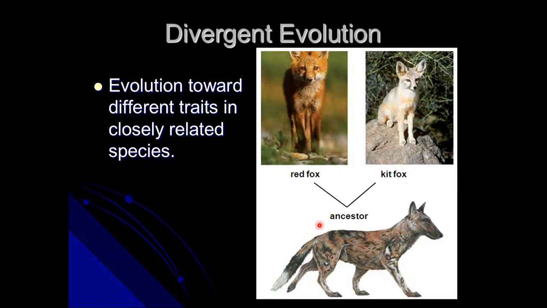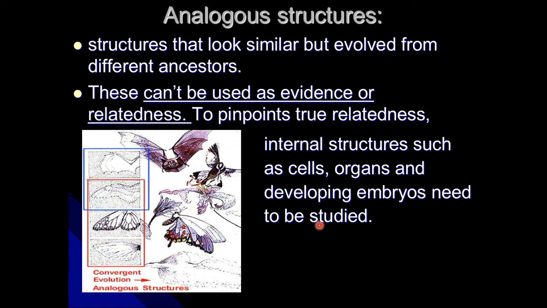This causes divergent evolution. Homologous structures are found as a result of divergent evolution, and this is evolution towards different traits in closely related species. Analogous structures are those that look similar but evolve from different ancestors. So these are not evidence of relatedness, and it's a little bit confusing to distinguish between homologous and analogous structures.